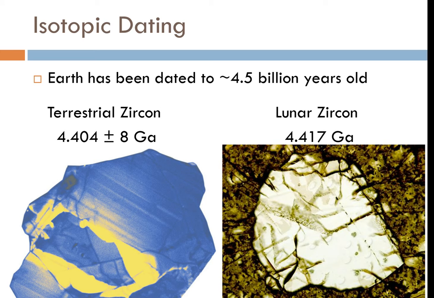On the right is a lunar zircon. The moon and the Earth solidified at the same time because the moon was formed from an impacting event into the Earth. So the Earth is just a little bit older than the moon, but the lunar rocks haven't changed as much as the Earth ones. So this is a lunar zircon that was collected during the Apollo 17 mission, and that was the very last one. It also was the only geologist to walk on the moon, Jack Schmitt, that collected this. And that was dated to 4.417 gigaannum.